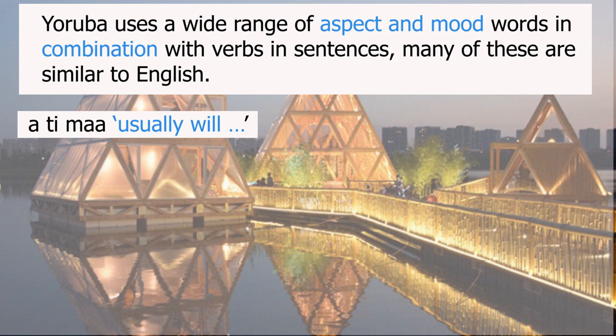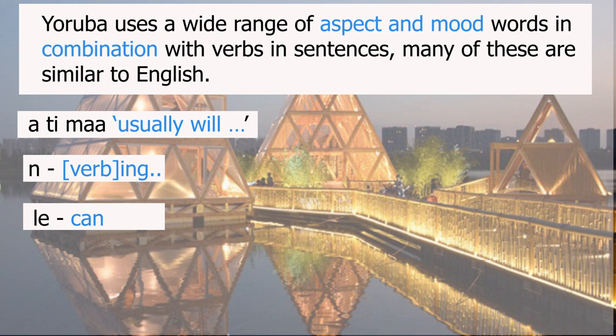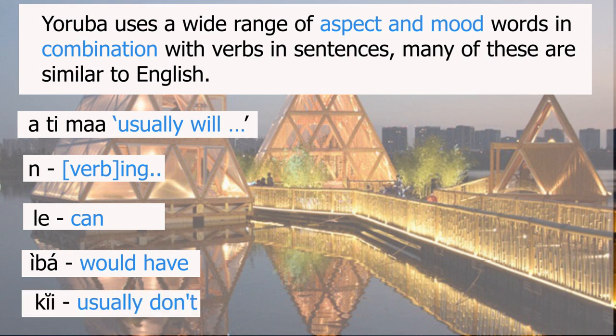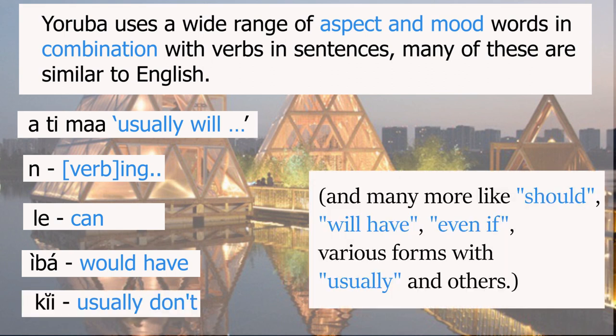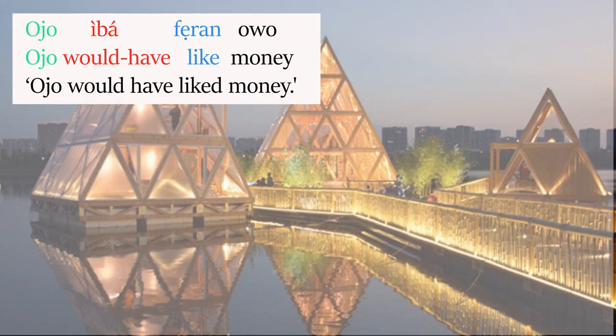Atima. Usually will. Verb plus ing. Meaning can or to be able to. Iba. Meaning would have. Ki. Meaning usually don't. And there are many more of these, such as should, will have, even if, and various forms with usually and others. These aspect and mood words go into the same position in the sentence as the tenses do.